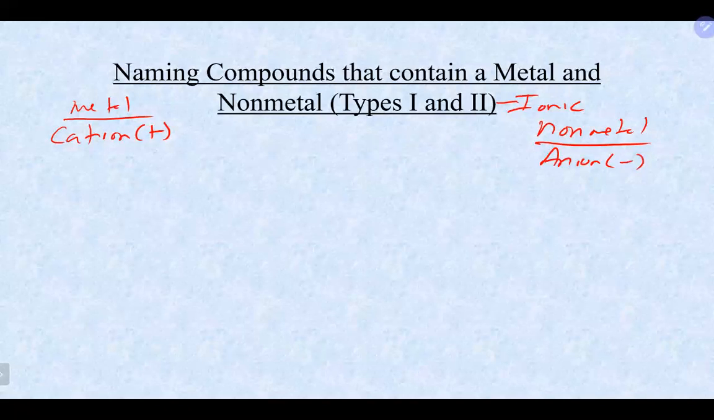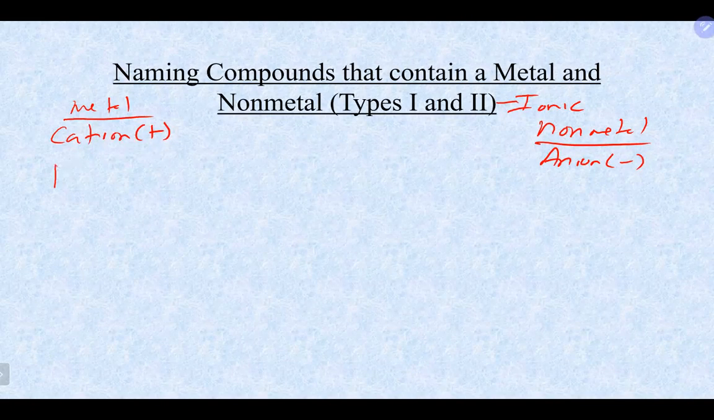Now, if we have a metal that's a cation like H plus or Ca2 plus or Na plus, we simply just use the whole name of the element. So this would be the hydrogen ion.